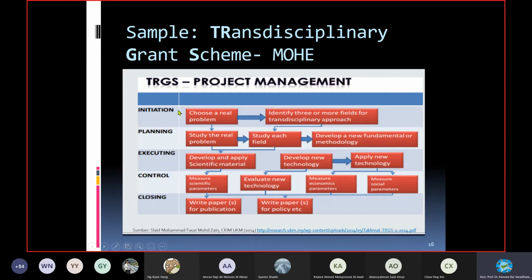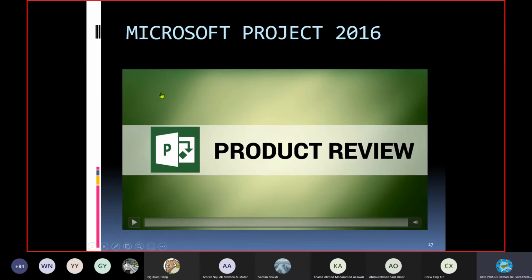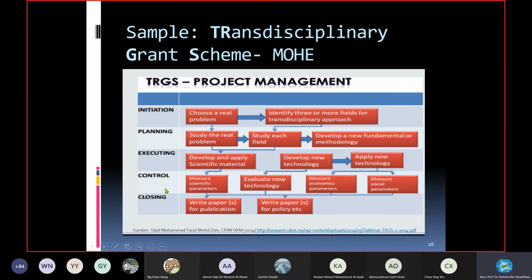You see here the project schedule. These are the activities: calling for proposals for funding research under the transdisciplinary scheme. They developed this Gantt chart. This is an example of a Gantt chart for managing this call-for-proposals project. What they did: these are the activities. They have to initiate, plan, execute, control, and close.